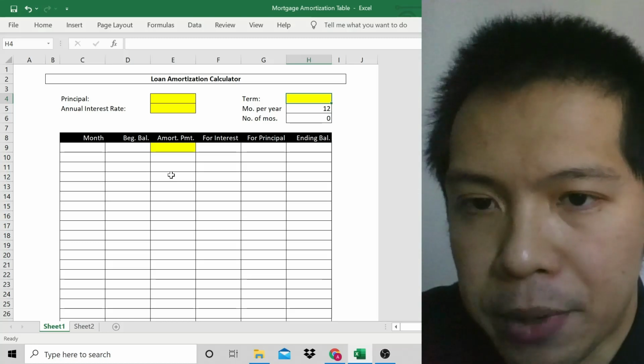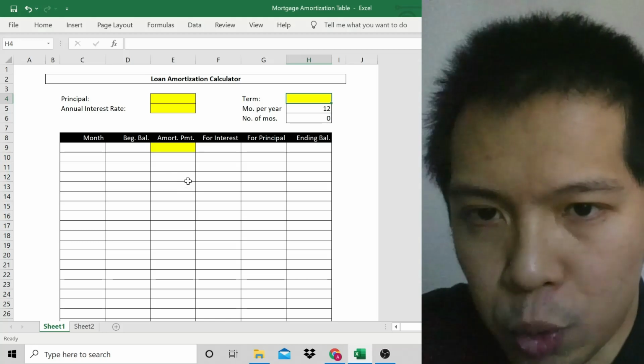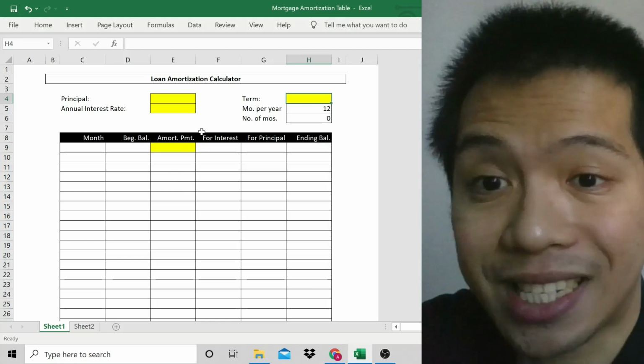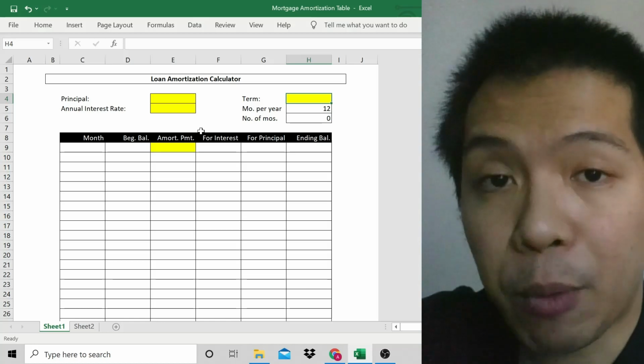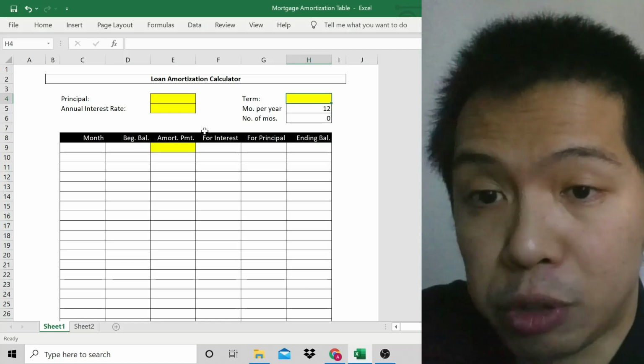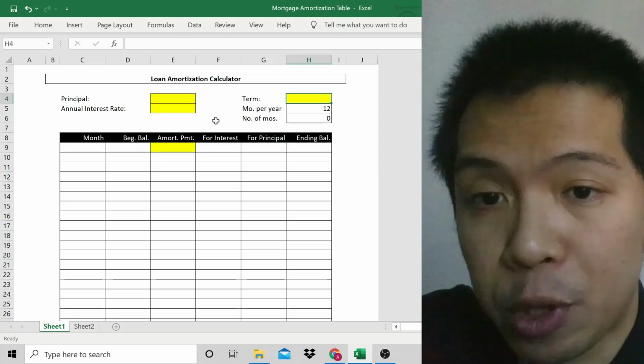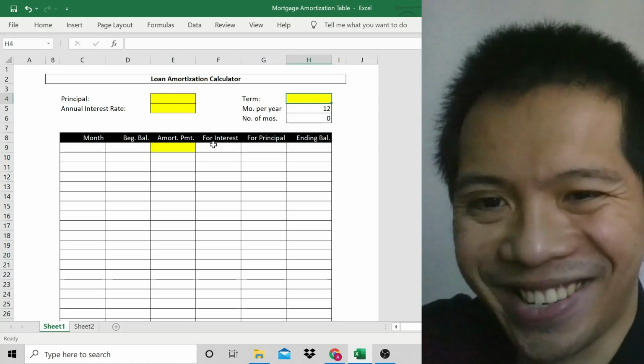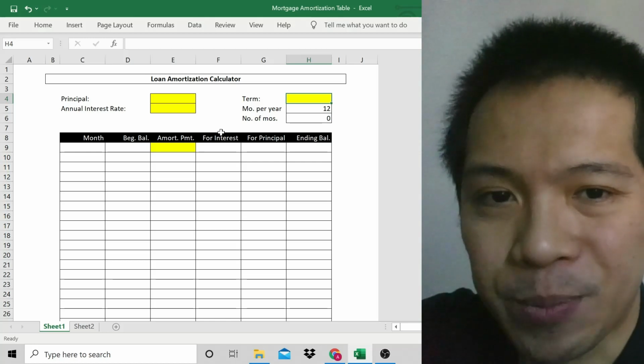Disclaimer, I am not going to use the amortization formula for Excel, but rather what I'm going to use will be simple mathematical operations. Okay? And there you go.